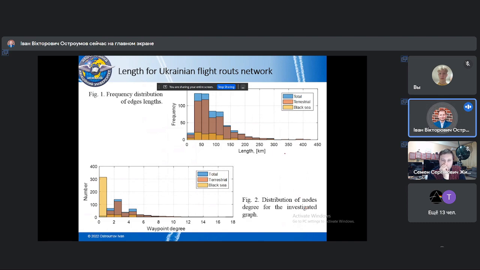Then we try to compare the frequency distribution of edges in our network based on the length of each edge and how often it appears. You can see that in most cases we have edges between 25 and 75 kilometers between nodes in our air traffic service network.